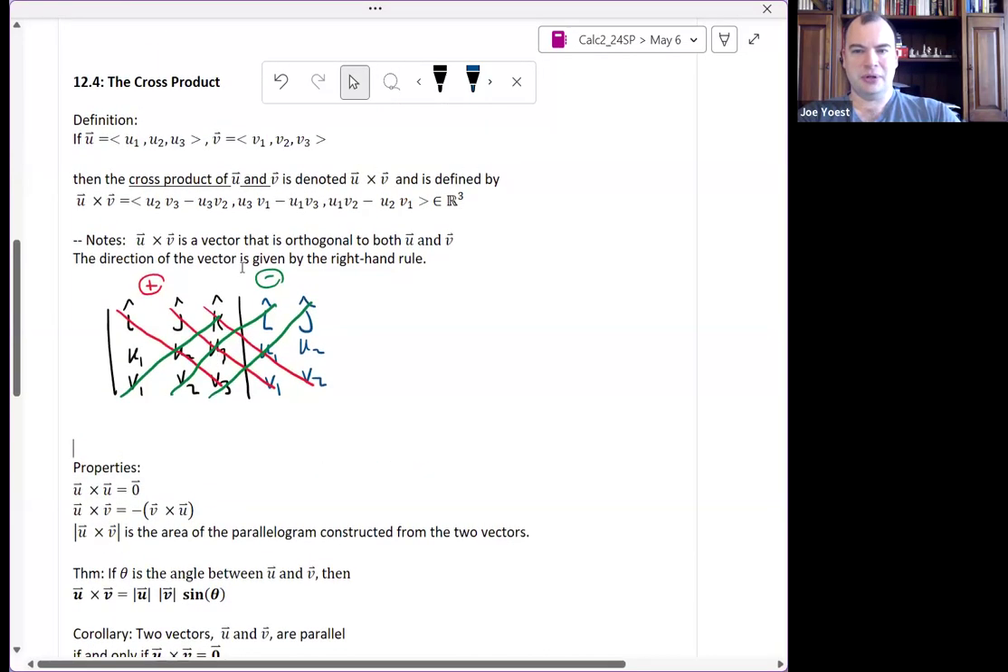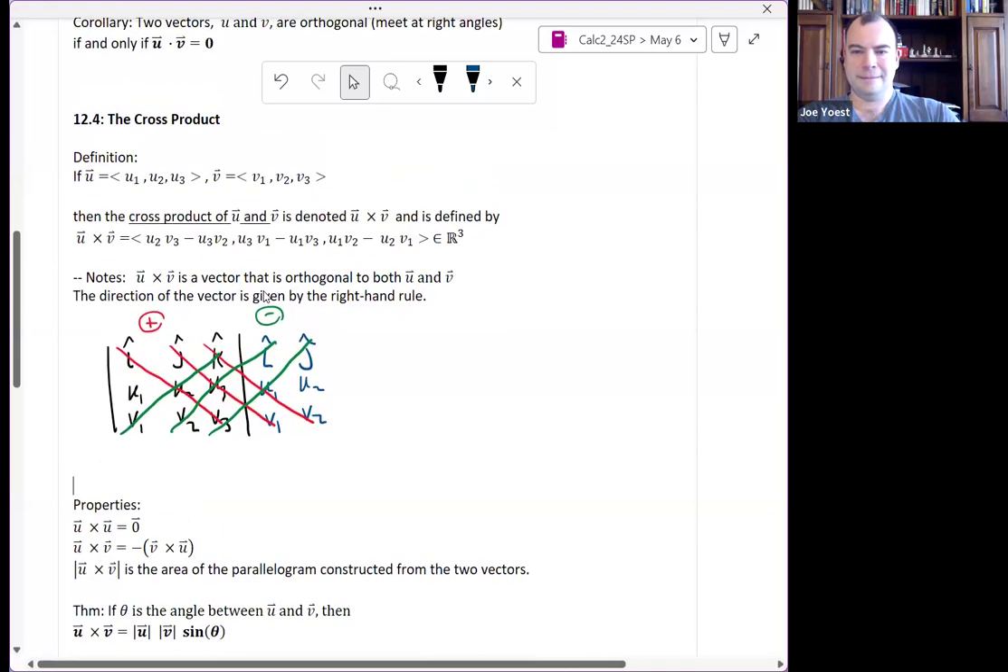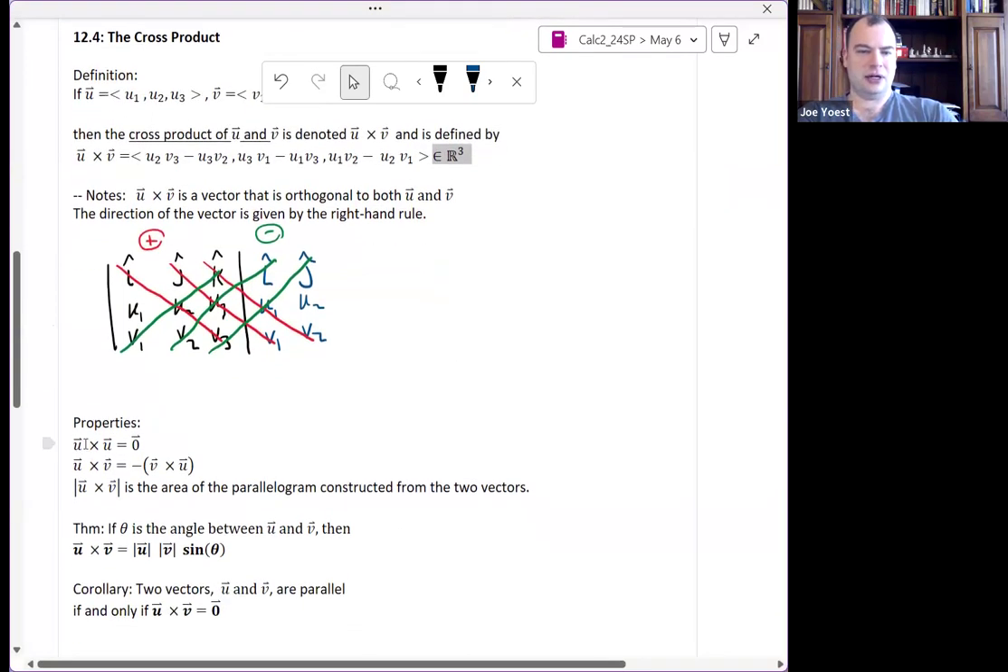And importantly, remember that the cross product is a vector. So the dot product is a scalar. It's a real number. It's sometimes called the scalar product. And the cross product is a vector. So when we say that the cross product of a vector with itself is 0, what we really mean is the 0 vector, 0, 0, 0.